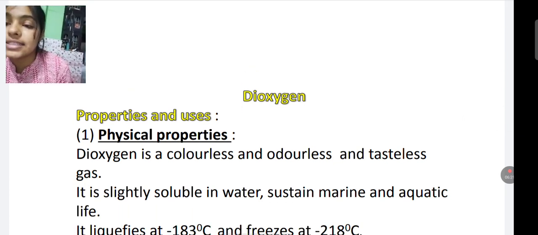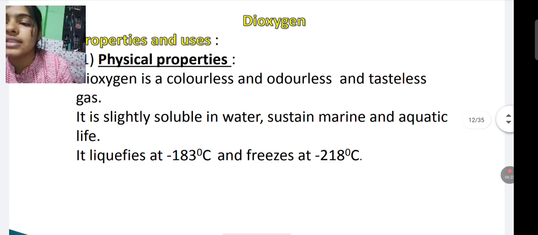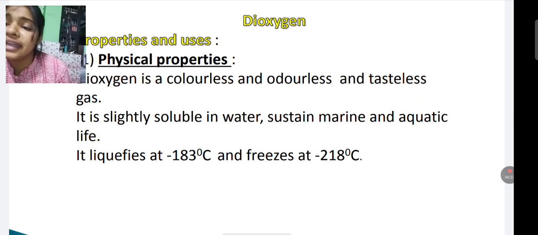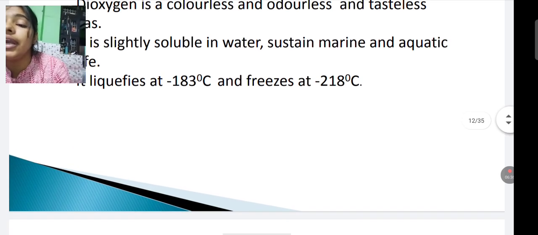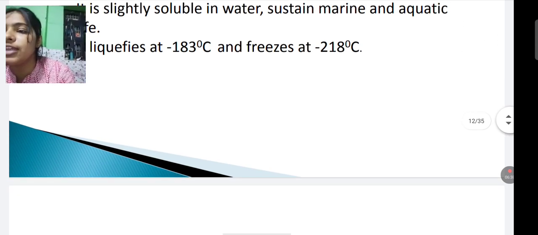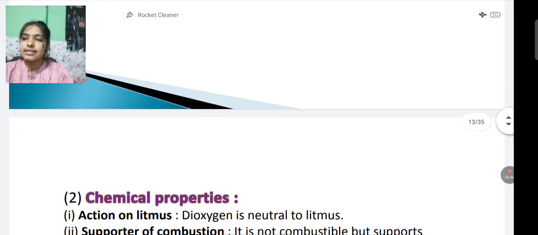Dioxygen properties. Physical property, first we can see. Dioxygen is a colorless, odorless and tasteless gas. It is slightly soluble in water, sustaining marine and aquatic life. It liquefies at -183 degrees Celsius and freezes at -218 degrees Celsius.